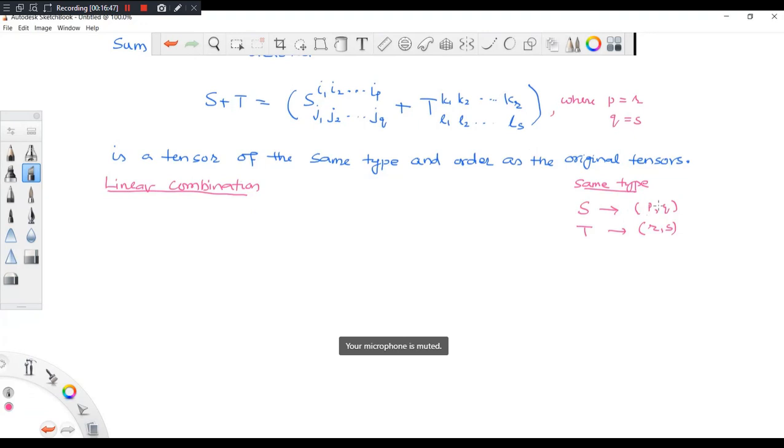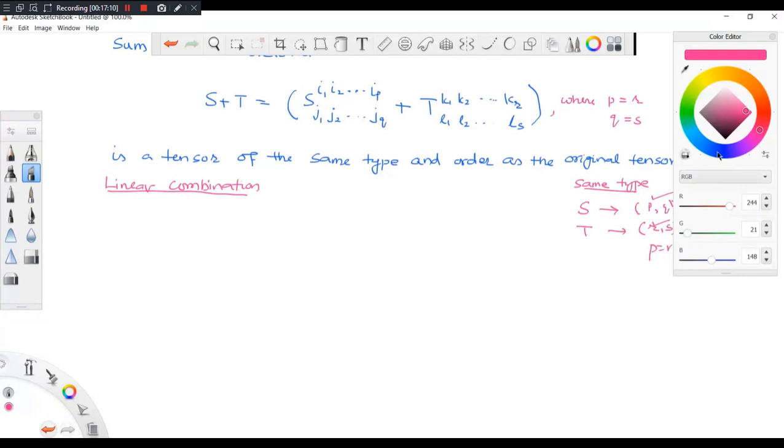Same type means contravariant in P indices and covariant in Q indices. Contravariant in R indices, covariant in S indices. Then your P should be equal to R and your Q should be equal to S. Then only you can make the sum of this. Okay, is it okay?